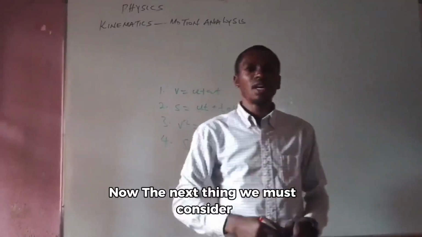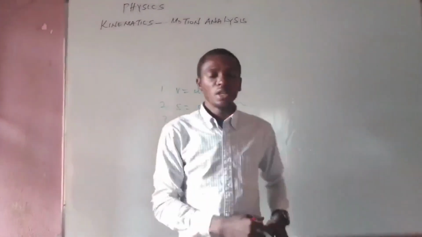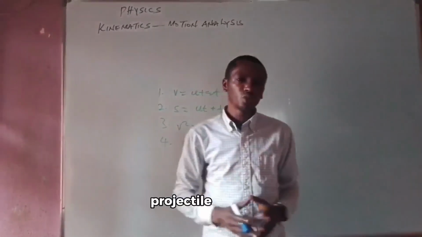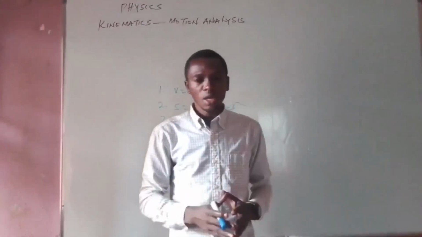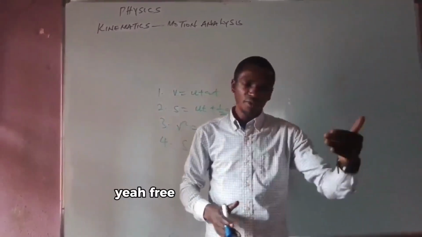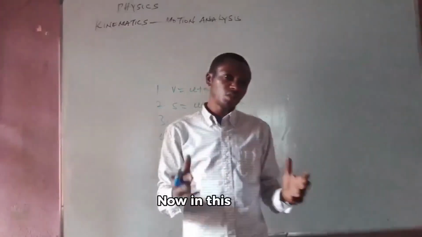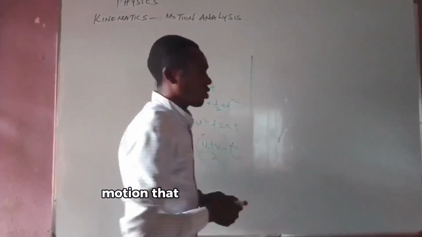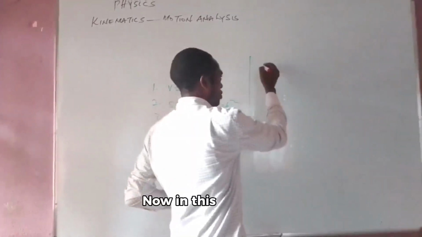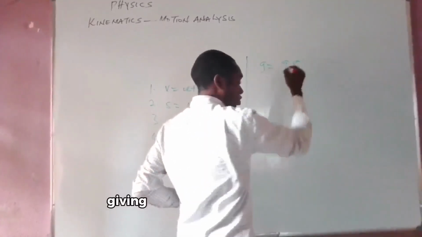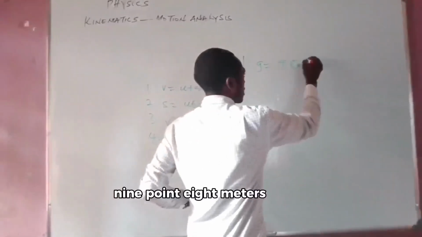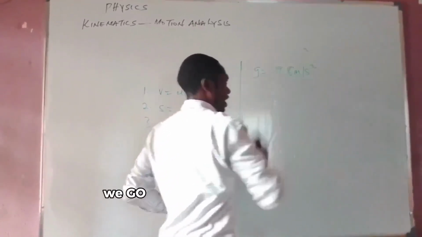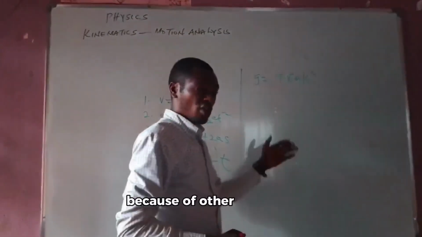Now, the next thing we must consider, when we are done with the important equations in kinematics, is free fall and projectile motion. This is a vertical motion that occurs in a vertical direction. In this motion, g is sometimes given as 9.8 meters per second squared, and sometimes as 10 meters per second squared. Mostly we go with 9.8 meters per second squared because of other factors.